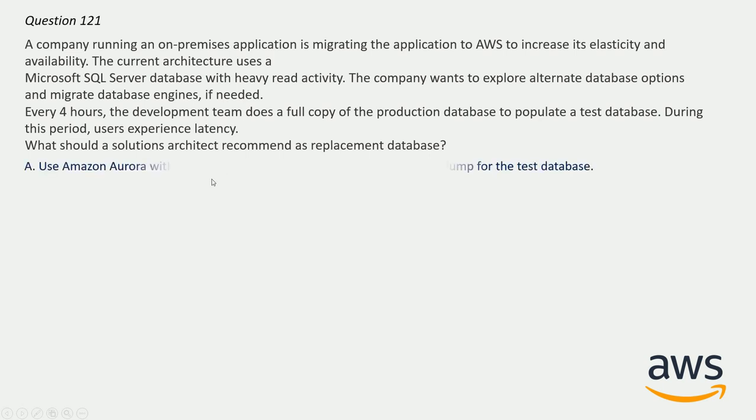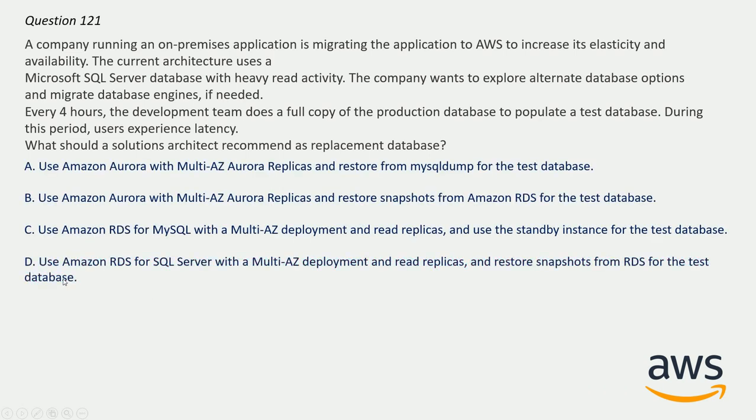And here are the options. And the correct answer here will be option D. Use Amazon RDS for SQL Server with multi-AZ deployment and read replicas, and restore snapshot from RDS for the test database. And this is correct here because changing the database engine is not an easy option. So it will be better if we find an option with the existing DB engine. So due to that reason, option D is going to be correct here.